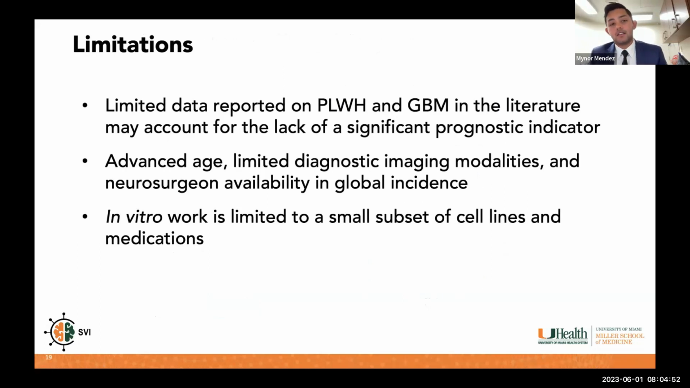So some of the limitations of the study include that there's a limited number of patients that have been reported in the literature with concomitant HIV and GBM. And due to this, there may be a significant prognostic indicator of survival that has not yet been identified. Again, as we touched on before, the advanced age in certain parts of the world and limited diagnostic imaging modalities, as well as the availability of neurosurgeons, could contribute to this seemingly contrasting correlation between HIV and GBM. And finally, our in vitro work was limited to a small subset of cell lines, which means that it may not be representative of the entire data.